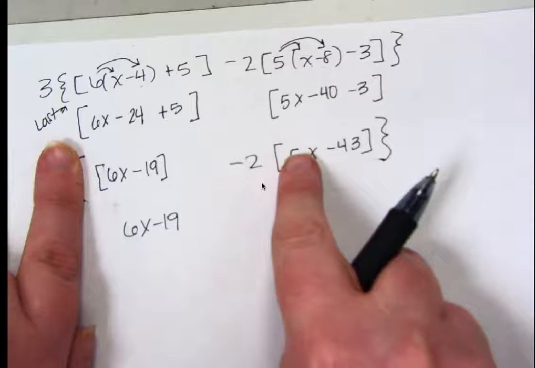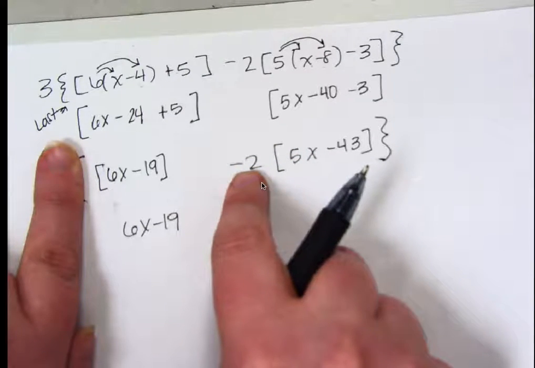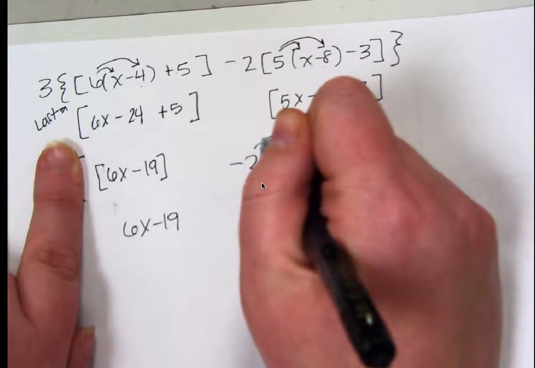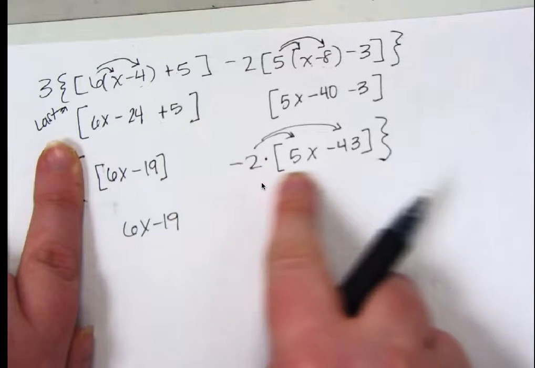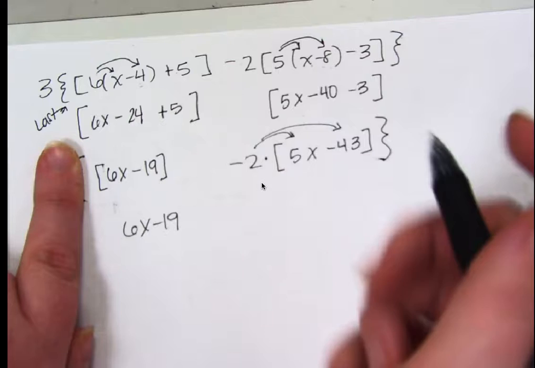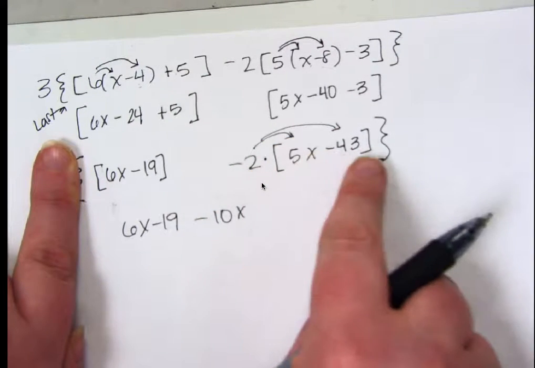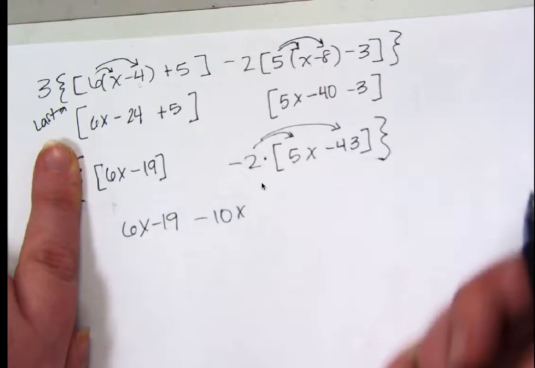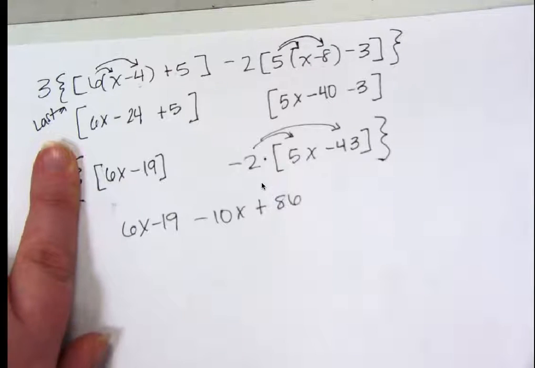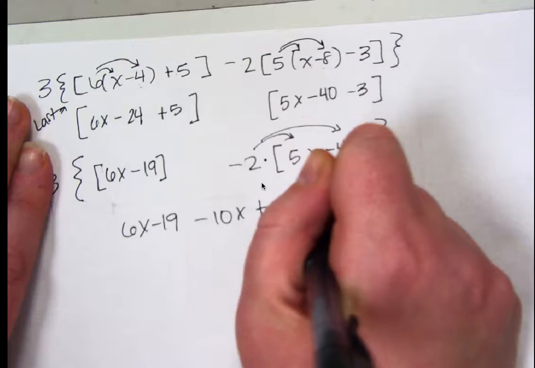With these, I've simplified on the inside, but this side has a -2. And so what that means is I need to distribute -2 to get rid of those braces. -2 times 5x is -10x. -2 times -43 is positive 86. Okay, and that was what was inside the curly braces.